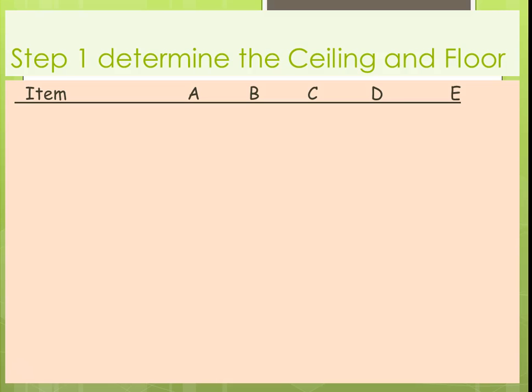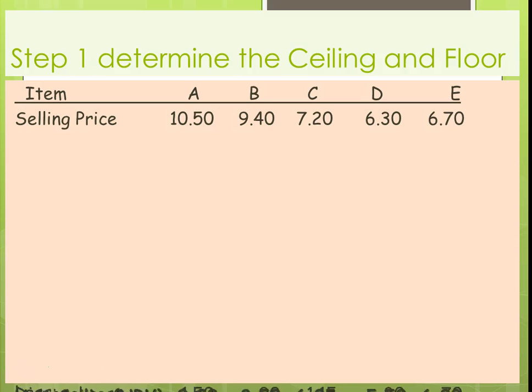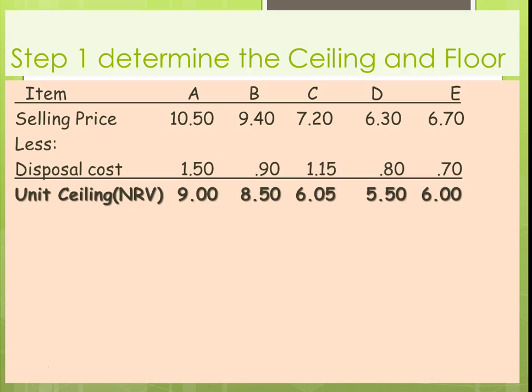So here's what we're going to do. Selling price, we would start with that at the beginning. And we're going to subtract the disposal cost, and that tells us this is our ceiling. That means that when we look at what we're going to value the inventory or use market value, we know that it cannot be for item A more than $9.